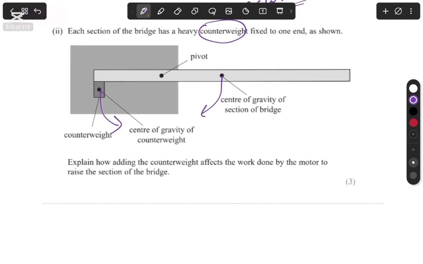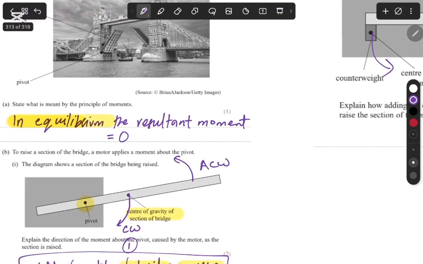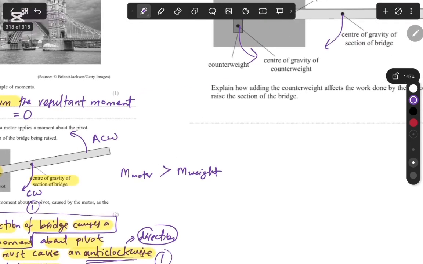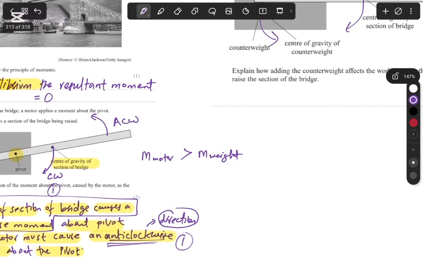And then it says, explain how adding the counterweight affects the work done by the motor to raise the section of the bridge. So I want you to know that before, the moment due to the motor should be greater than the moment due to the weight, because the reason it has to be greater is because we're lifting the bridge up.